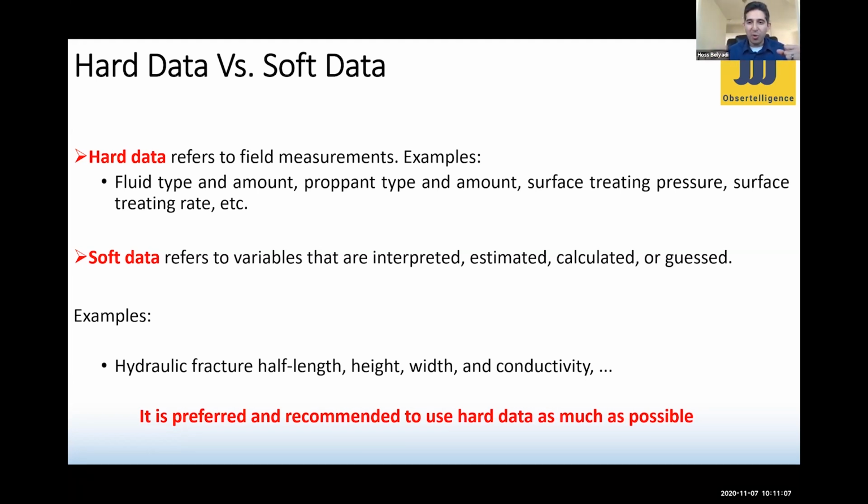So always remember, if you have a spreadsheet with 20 columns, just classify them. Are these columns hard data or are these soft data? Try to focus on the data that are actually hard data, that are actually measured in the field, that you have a lot of certainty and a lot of confidence in, as opposed to using soft data. I'm not saying don't use soft data, but to build a solid model that you have a lot of confidence in, try to use as much hard data as possible.